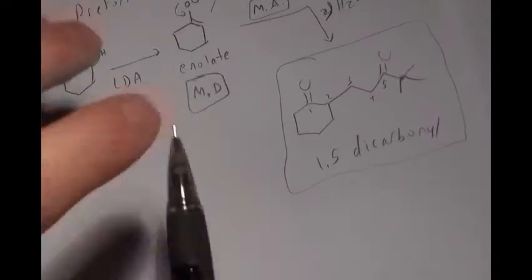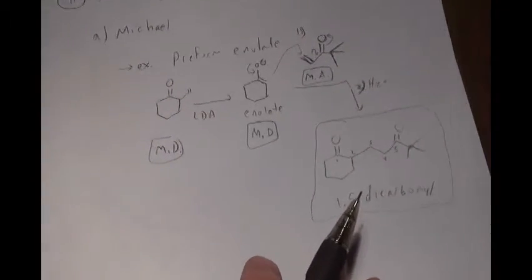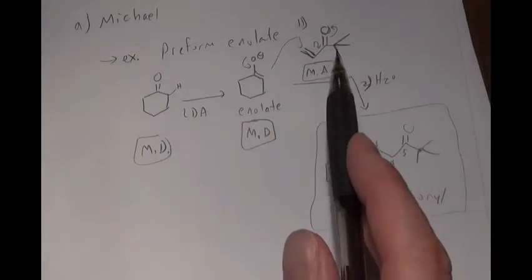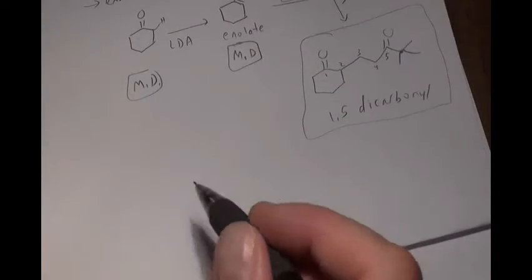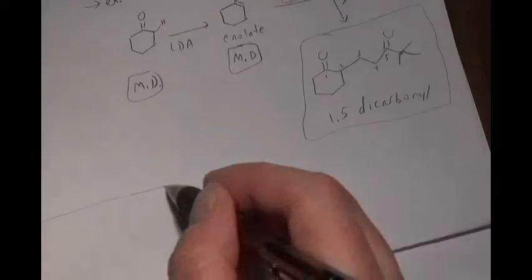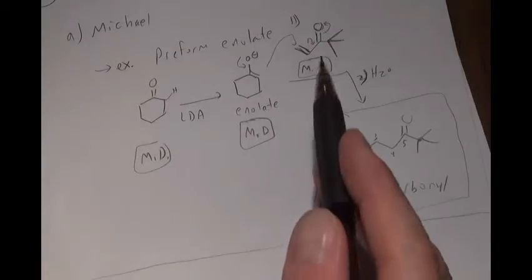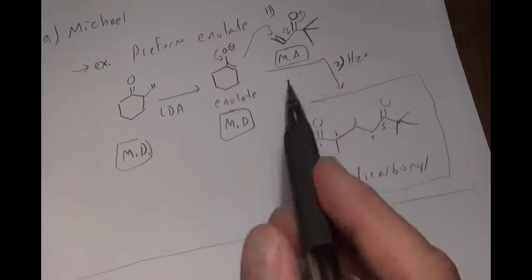Okay, and before I do the Robinson, what's the requirement of the simple Michael? Lack of the enolizable CH on the Michael acceptor. So if you do have an enolizable CH on the Michael acceptor, what's going to happen?